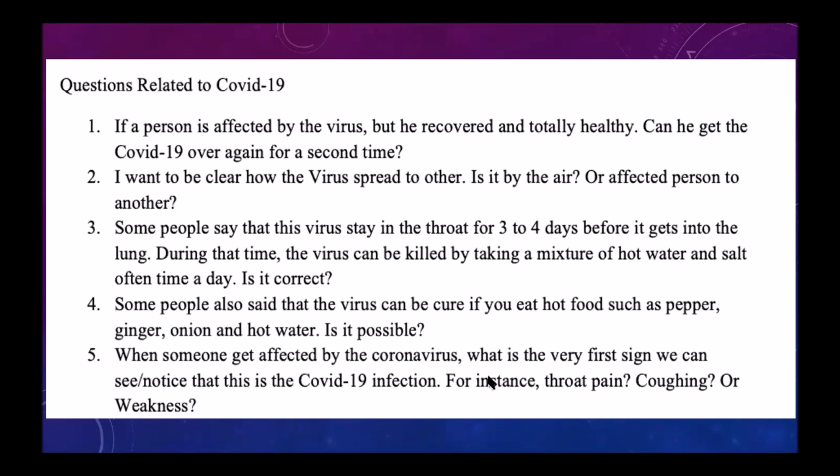When someone gets affected by the coronavirus, what is the first sign? As we said, it can be fever, but it can just be sore throat. It can be tiredness, fatigue, looks almost like the flu. But over time, the majority of patients begin to get more fever and more cough and shortness of breath. Then you know, okay, more than likely this could be COVID.